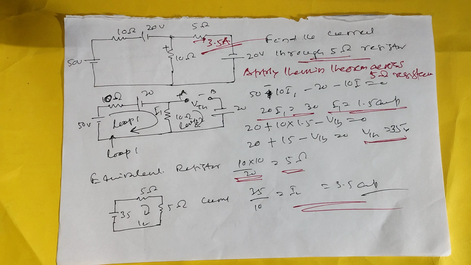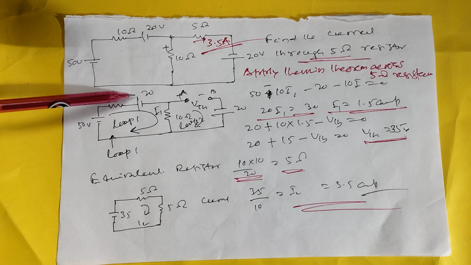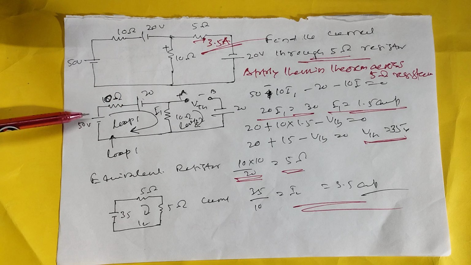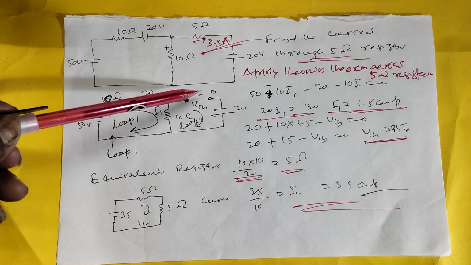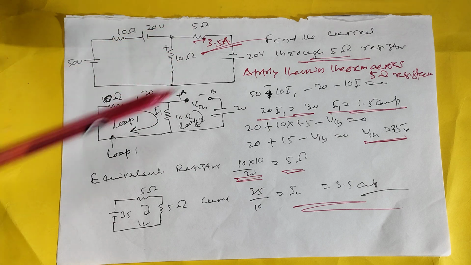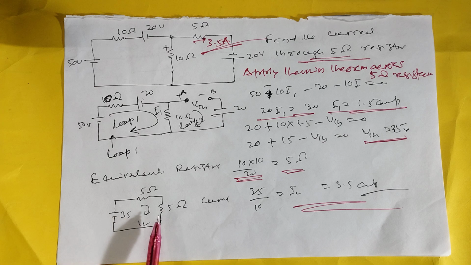And what is the equivalent resistance? Because these two will be short circuited, this will be short circuit for calculating the resistance. So 10 and 10 in parallel gives 5. Here also there is a 5 ohm. This 5 is the equivalent resistor, and the 5 ohm resistor is the one across which we want to know the current.